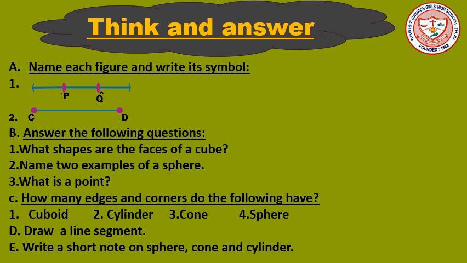Question number D. Draw a line segment. So here you have to draw a line segment and you have to write the name of that particular drawing, right? Number E. Write a short note on sphere, cone and cylinder. So here you have to write the definition of that particular shape along with a neat and clean diagram. And girls, don't forget to label the diagram.